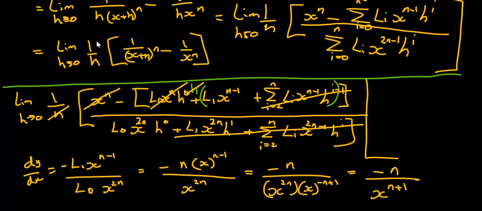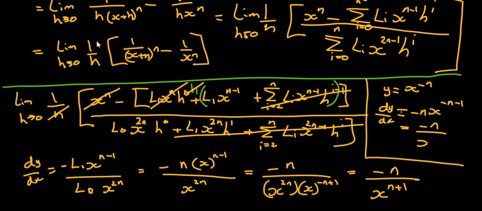And let's double check to see if that's right. So we've got y equals x to the minus n. So we've got dy by dx: multiply by the power, which is negative n, subtract 1 from the power, giving minus n x to the minus n minus 1. Voila, QED.